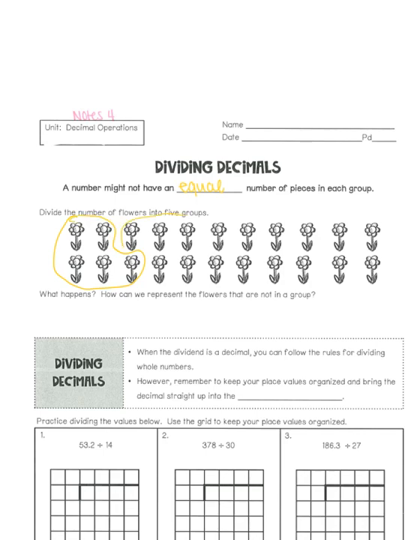5, 5, 5, 5, and then I have 2 left over. So when we start dividing with decimals, instead of just saying, well, there's 2 left over, or I have a remainder of 2, I'm going to keep going and try to actually put those into decimals.